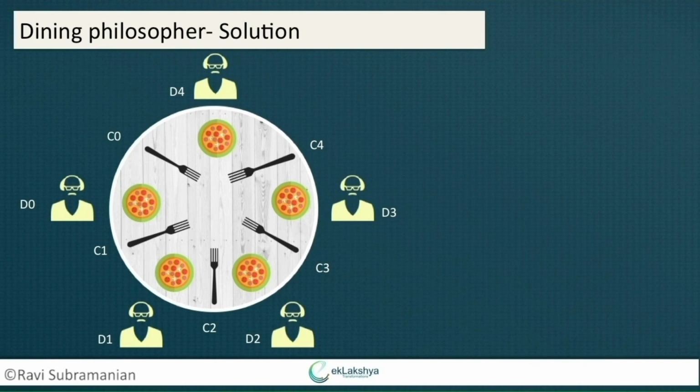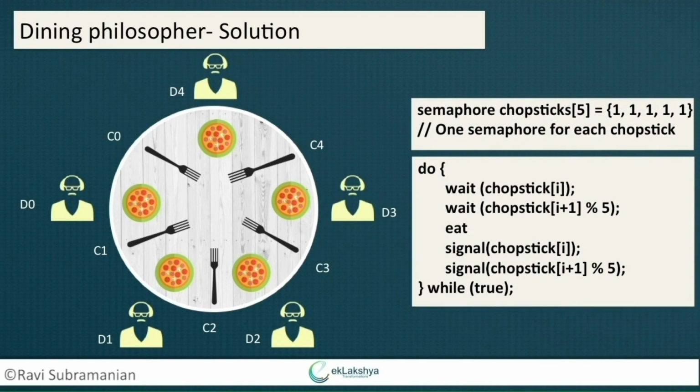So let us look at one of the solutions here. We're going to use an array of semaphores called chopsticks with 5 elements, each of them initialized to 1, which means that each element is a binary semaphore. One semaphore indicates the availability of a chopstick. So we allocate one semaphore for each chopstick.